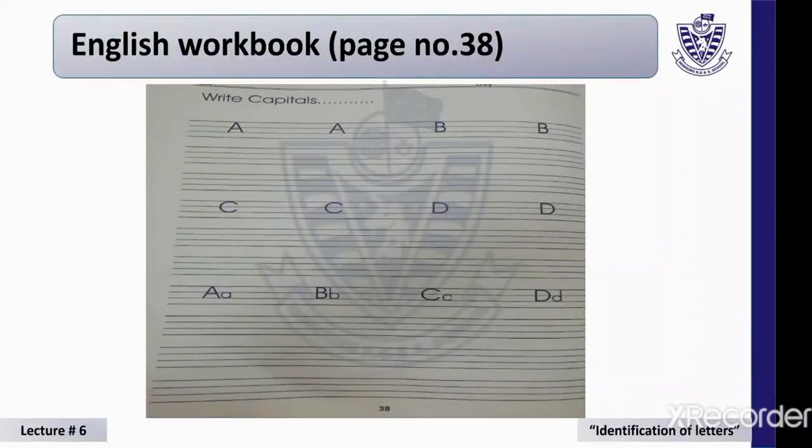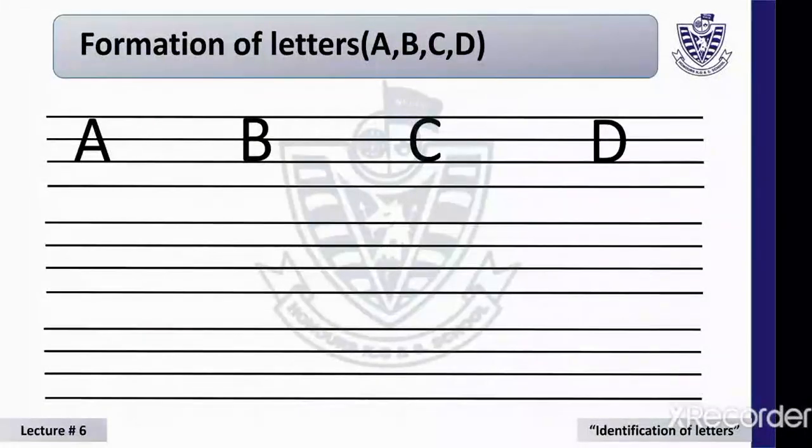Write capital letters. Formation of letters A, B, C, D. The first letter is A. Put your pencil on first line and make a slanting line and stop it on third line. Again put your pencil on first line and make a slanting line and stop it on third line. Make a small sleeping line in the middle two lines. It will become A.